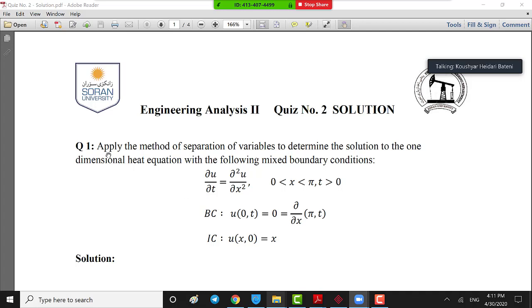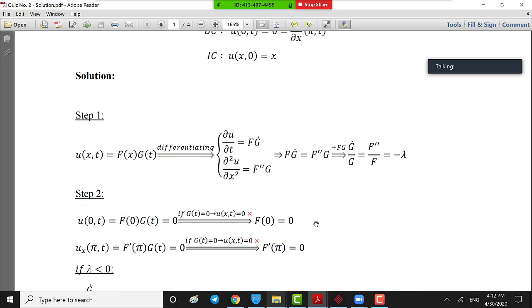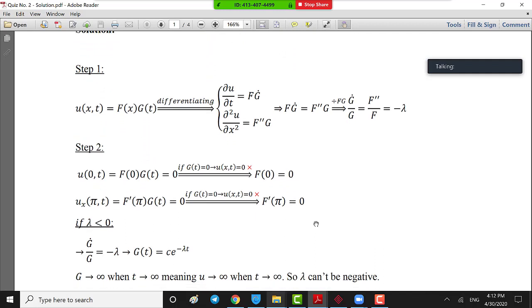So the question says apply the method of separation of variables to determine the solution of this 1D heat equation with the following mixed boundary conditions. Boundary conditions are given to you. And sorry, in here we have to have partial over partial x of u at pi and t. This u is missing here. But you understand that. Now, by knowing that alpha is equal to 1 and L is equal to pi, we start solving the question.